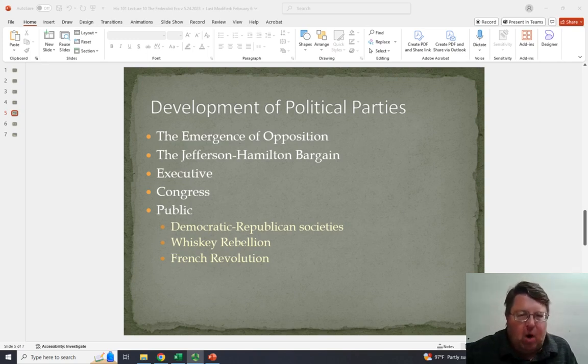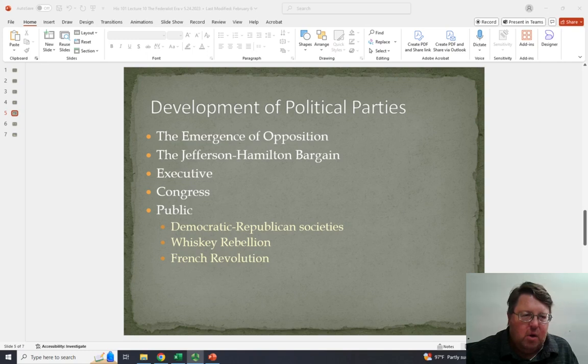So that's the emergence of opposition. The Jefferson-Hamilton bargain. There's two parts to the Jefferson-Hamilton bargain. Thomas Jefferson is Secretary of State. Alexander Hamilton is Secretary of Treasury. They do not like each other, politically or personally. Jefferson's from Virginia. He's a planter from Virginia. Hamilton's a New Yorker. Jefferson's always been wealthy, came from a wealthy family. Hamilton started out poor.